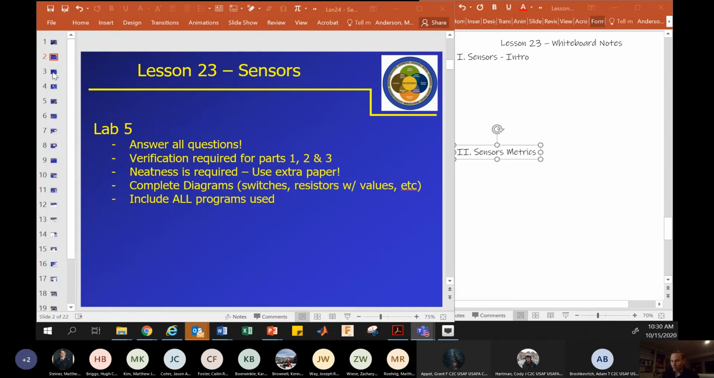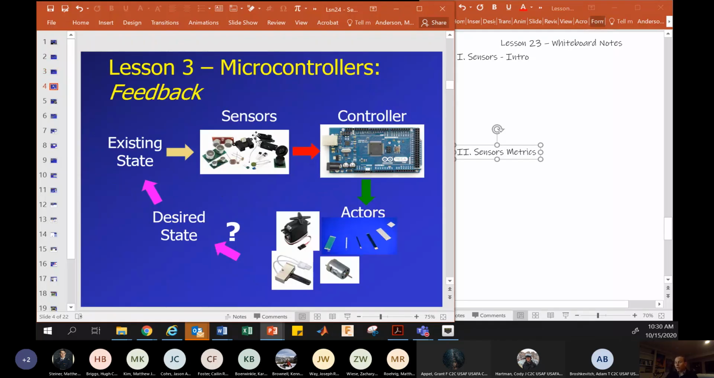So for today, sensors. All right, so back to this slide from the beginning of the semester, we talked about a mechatronic system that we have some existing state, the environment we're trying to learn about. Maybe we're trying to influence the environment. We use sensors to detect what's going on. We send that information to our controller, which analyzes that information, maybe incorporates it with other information we have, and makes the decision to do something.